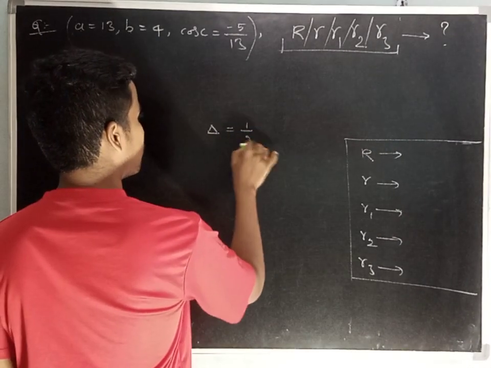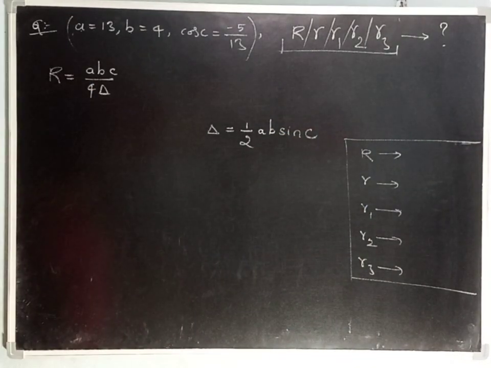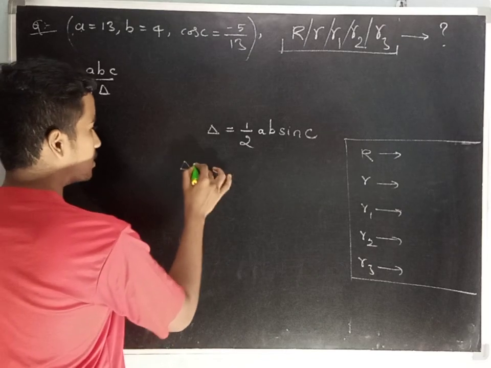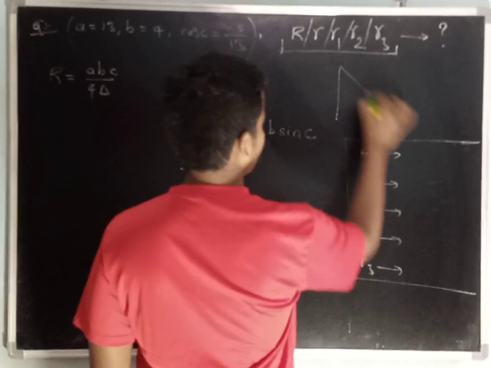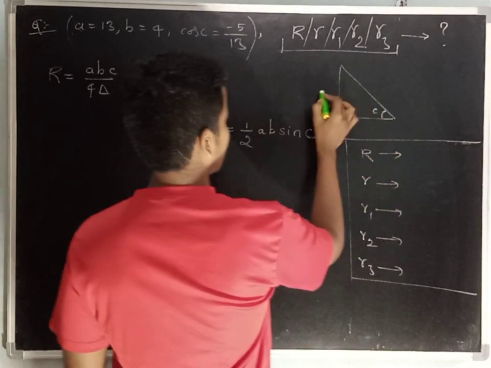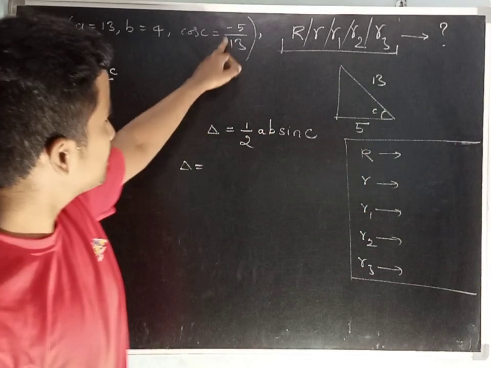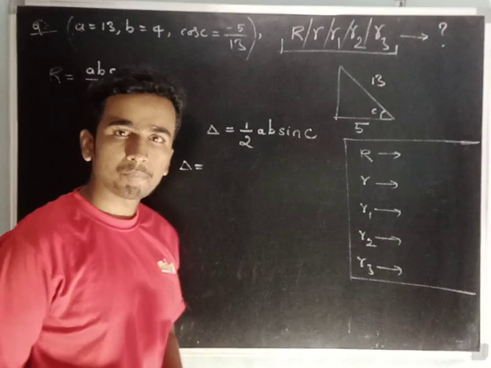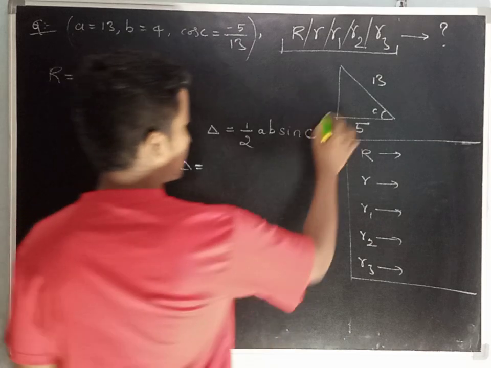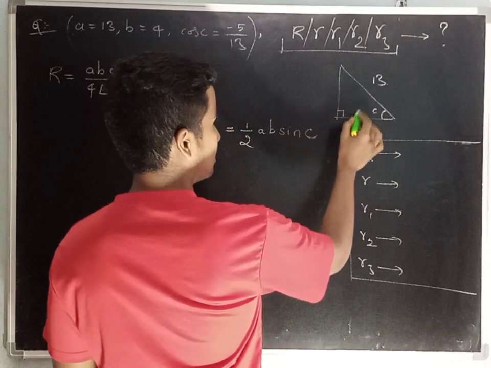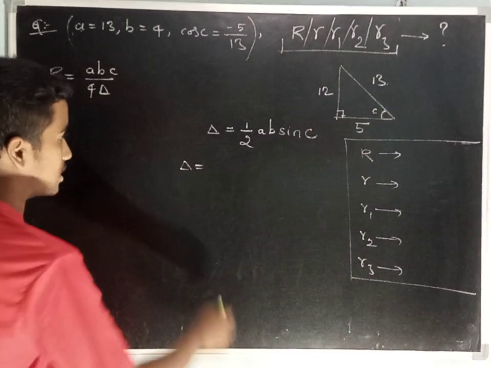Delta is equal to half AB into sin C. The area of the triangle is always positive. We are given that cos C is equal to minus 5 by 13. Cos C is base by hypotenuse, 5 by 13. Here the negative sign indicates the quadrant. So with 5, 13 and a right angle, the third side is going to be 12. So sin C is nothing but perpendicular by hypotenuse.